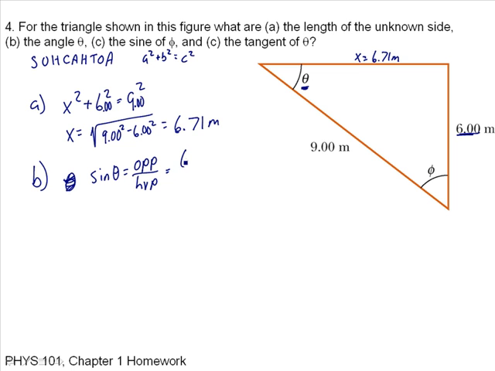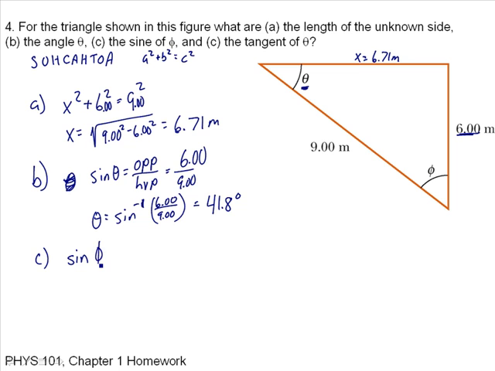So that's equal to 6 over 9. So if I solve then for theta, it's the inverse sine of 6 over 9, which gives me an angle for theta of 41.8 degrees. Part C, I want to know what is the sine of the angle phi.